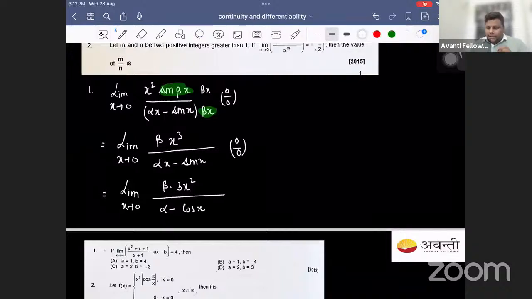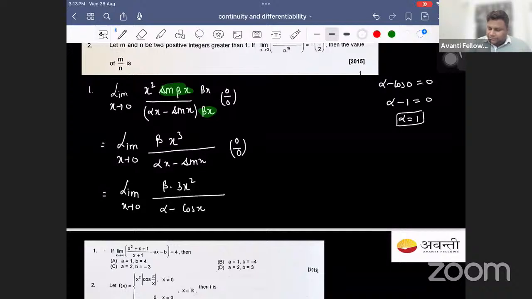Now, again, it should be a 0 by 0 form. At x equal to 0, the numerator is still 0. But to make the denominator 0, this alpha minus cos 0 should be 0, meaning alpha minus 1 should be 0. So your alpha comes 1. So first point is alpha is 1.